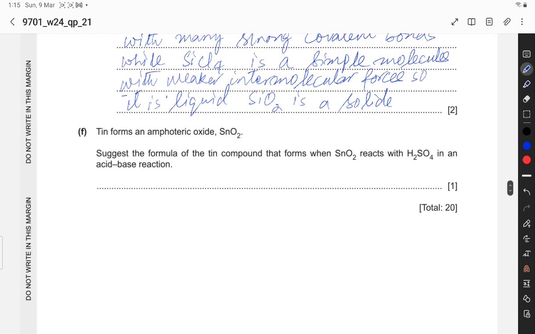Tin forms an amphoteric oxide. Suggest the formula of the tin compound that forms when tin oxide reacts with H2SO4 in an acid-base reaction. We know that amphoteric oxides react with acid as well as base. So when tin oxide reacts with sulfuric acid, tin sulfate is formed. The formula is SnSO4.